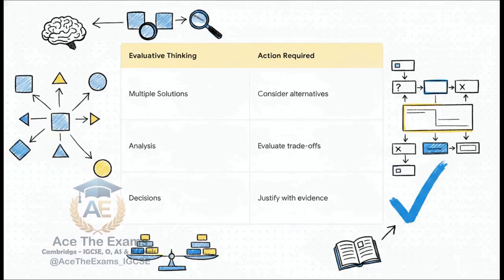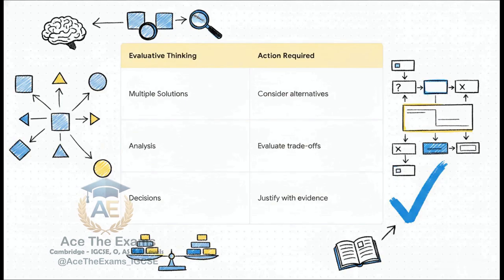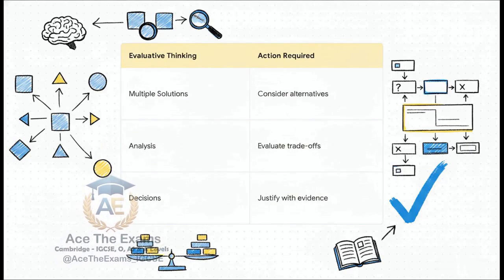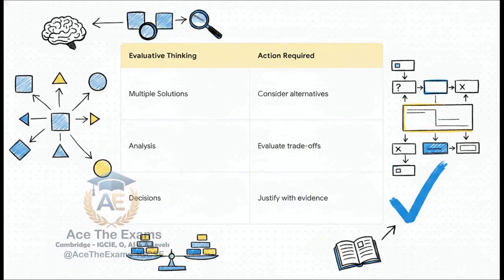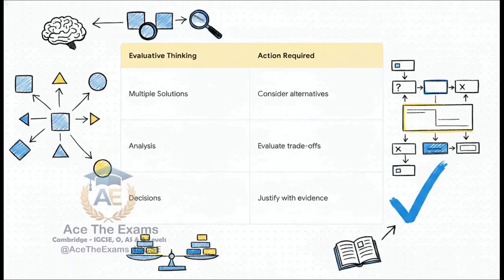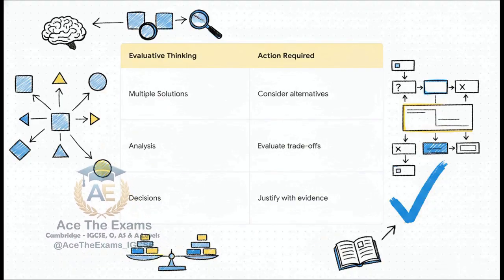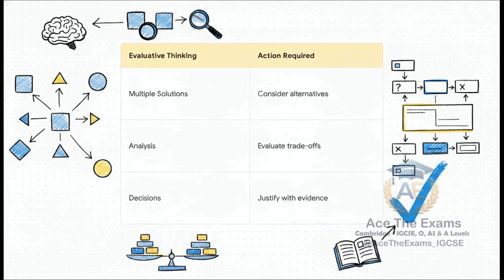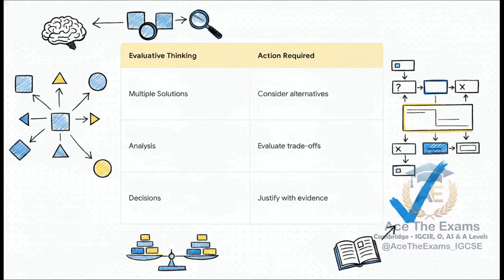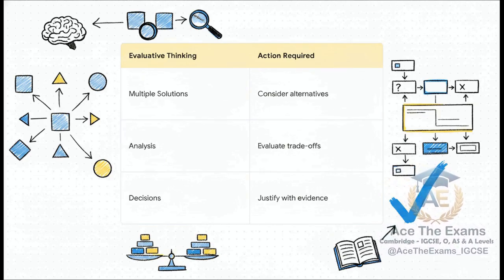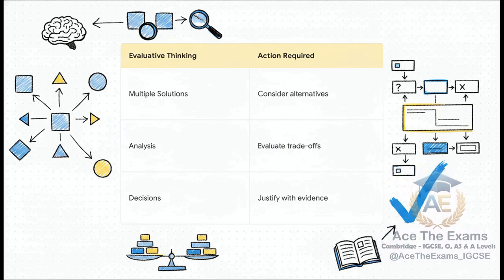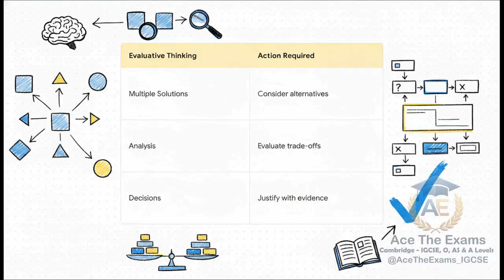Look at this incredibly important table on evaluative thinking. Top-scoring candidates don't just pick one single path and blindly follow it to the end. They analyze trade-offs, they acknowledge limitations, and they fiercely justify their decisions with hard evidence. If an exam question asks you to evaluate a specific modular design, you must consider alternative ways the problem could have been decomposed. You have to actively evaluate the limitations of the current design.